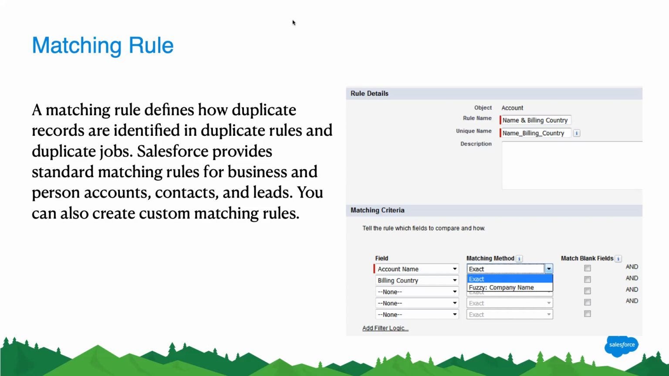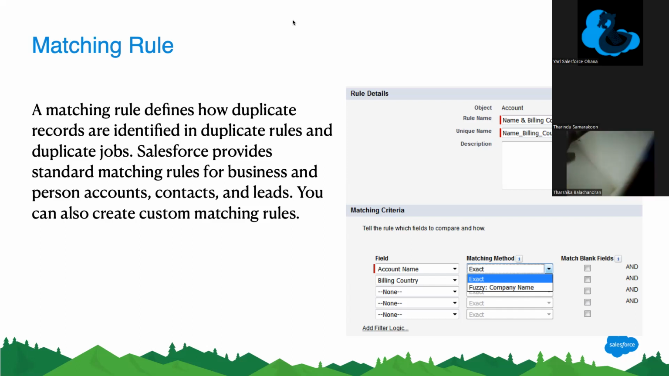So what does fuzzy mean? For those who aren't aware, it means similar things. Let's say a company, ABC Corporation, ABC Private Limited, ABC.com. A company ABC can have different versions of the name. In that case, we will make it fuzzy. Fuzzy will ignore all the additional stuff and consider it as ABC. That means there's a possibility this can be a duplicate.